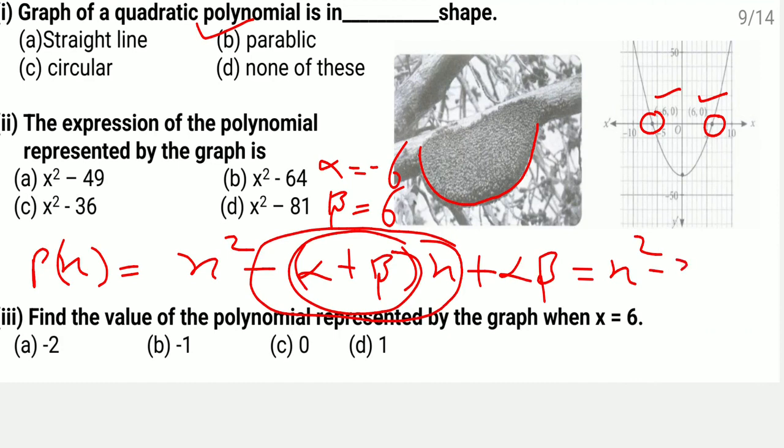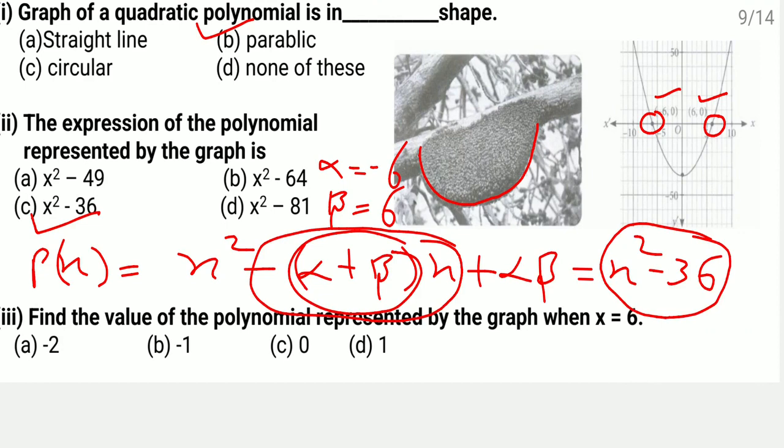It will become minus 36. So this one is our quadratic polynomial. Okay, so see, option C is the correct one. Find the value of the polynomial represented by the graph when x is equal to 6.